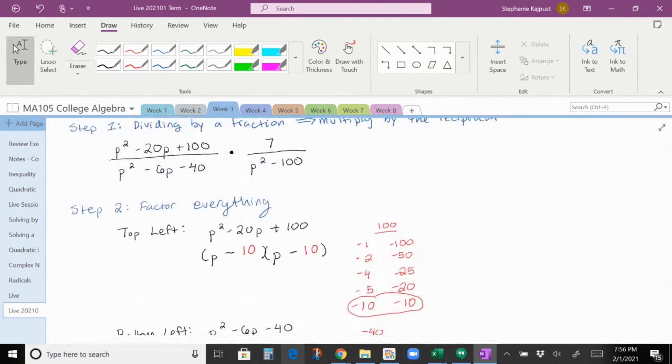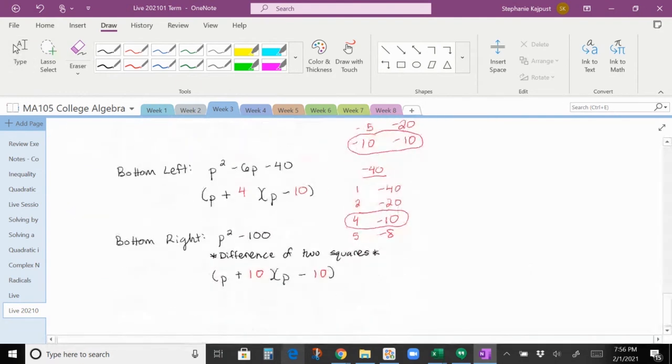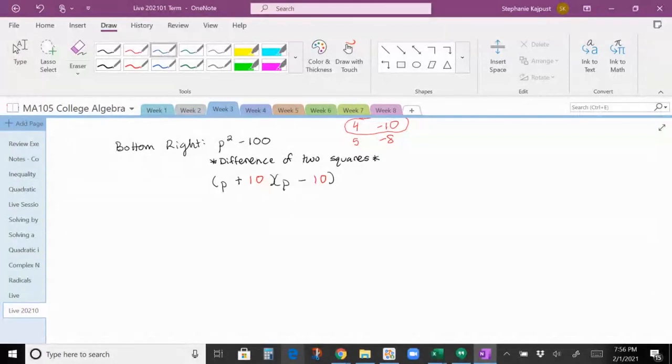So step 2 is to factor everything. I've factored. Step 3 is to start to cancel out the common factors.